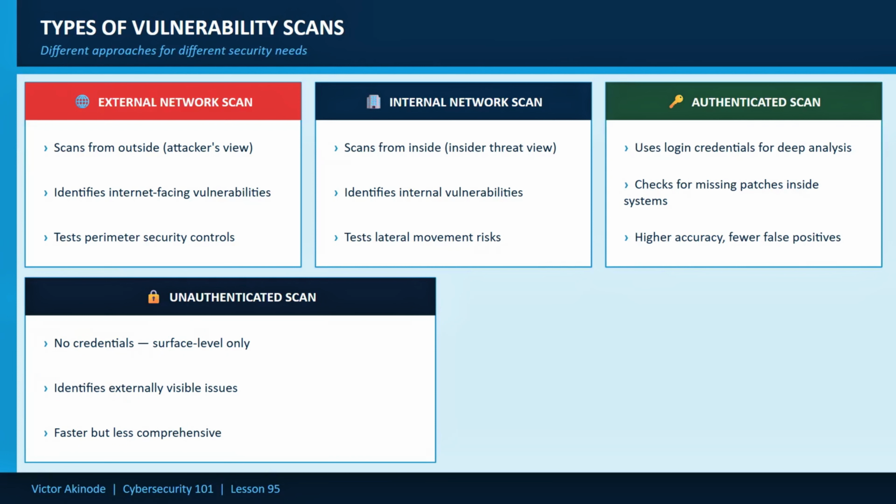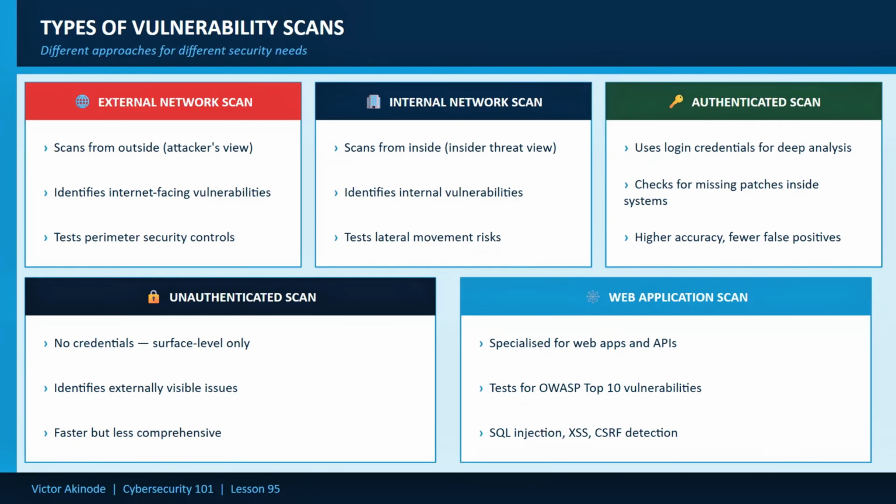Unauthenticated scan uses no login credentials, and it scans from an outsider's view. It provides surface level analysis only, checking what is externally visible. It identifies externally visible issues like open ports and service versions. It is faster but less comprehensive than authenticated scans.